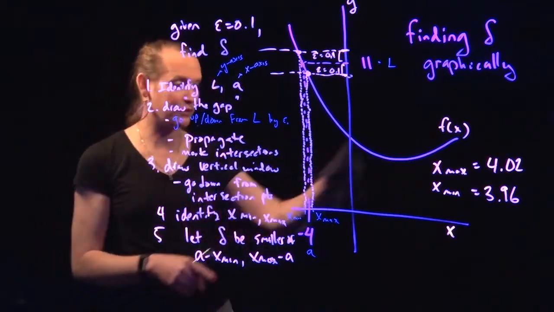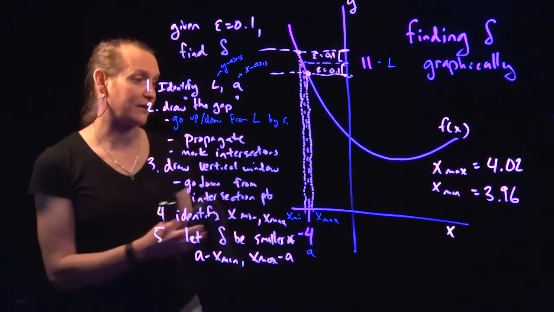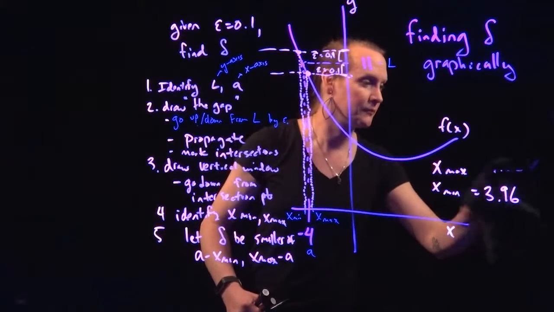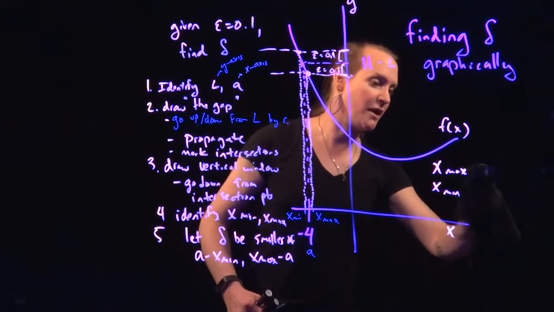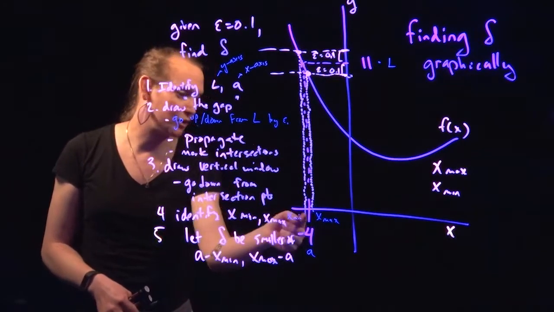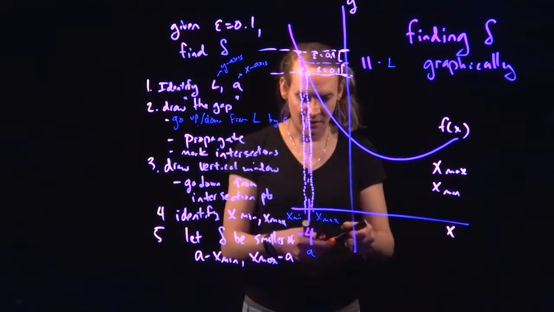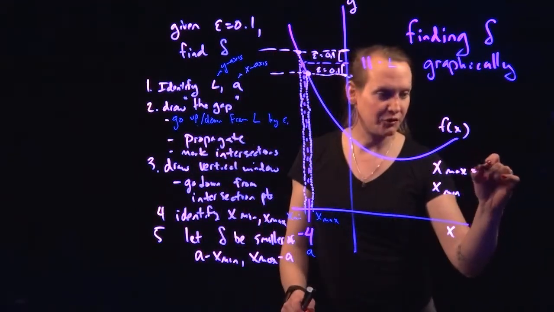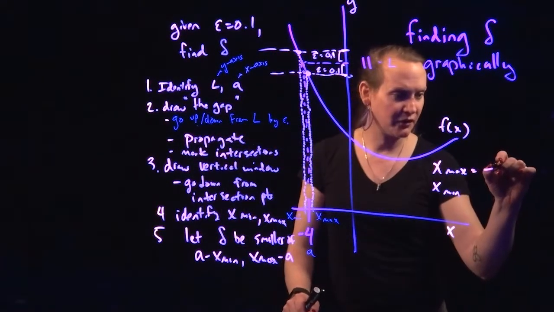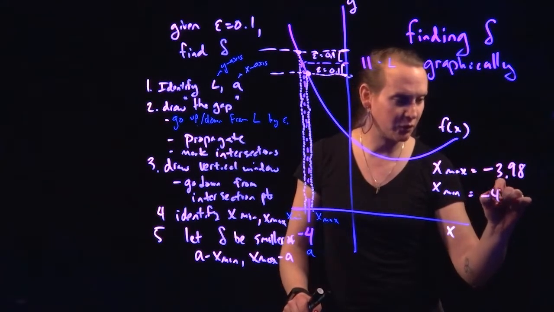The particular flavor of the mistake I made is because I'm working on the negative x-axis. Okay, so let me try again. I want x max to be closer, because based on the window here, x max is closer than x min. So x max is equal to minus 3.98, and x sub min is equal to minus 4.04.